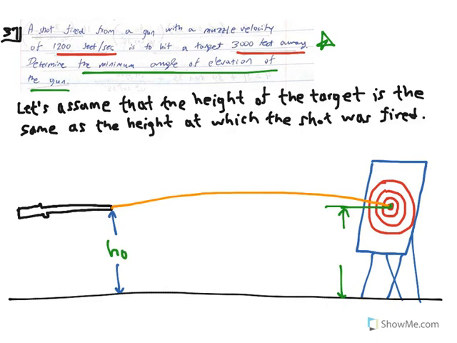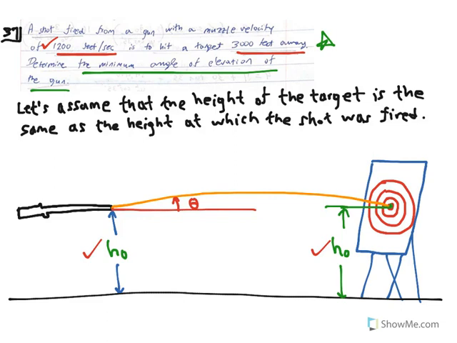So you can call that h naught. So h naught would be the initial height, and that is also the height of the target by our assumption. So what we want to find in this problem, we know the initial height now by assumption. We also know the initial velocity, 1,200 feet per second. So the third initial condition that we're looking for is the initial angle of elevation of the shot. What is the minimum angle of elevation required so that the bullet will actually hit the target, which we know to be 3,000 feet away?